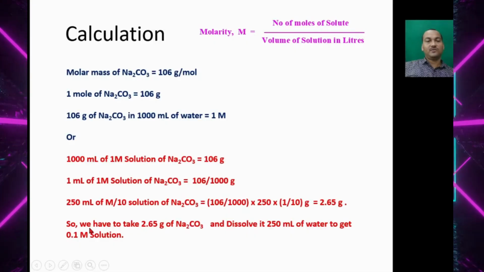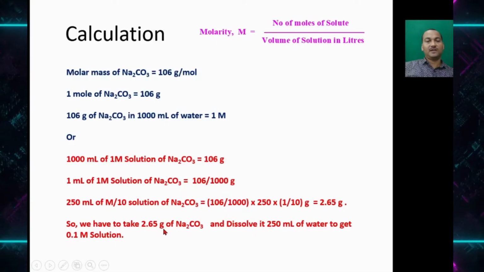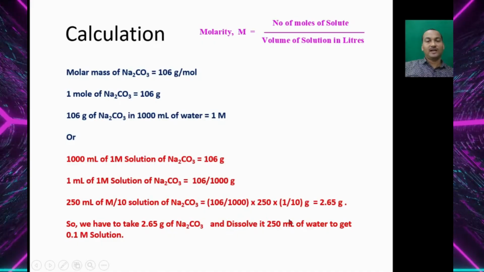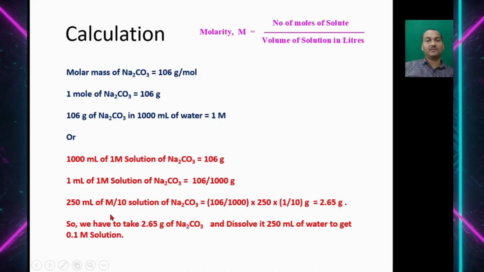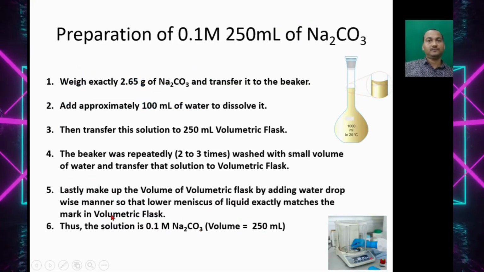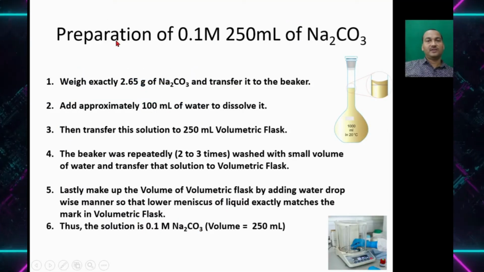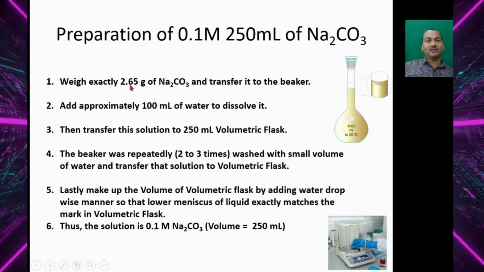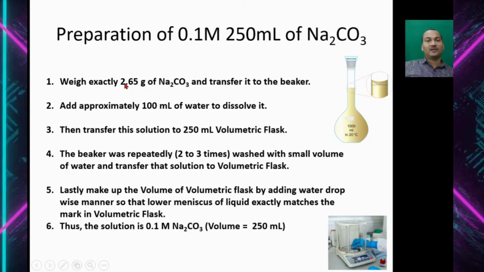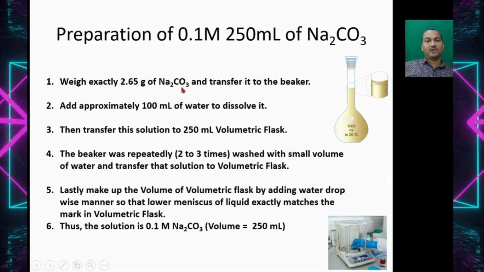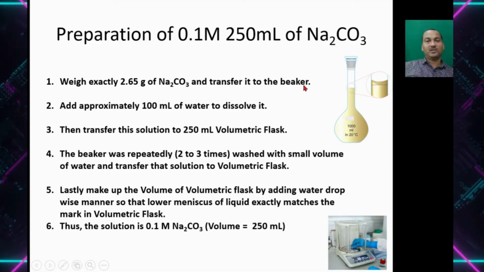So that means you have to take exactly 2.65 gram of sodium carbonate and dissolve it in 250 ml of water to get 0.1 M solution. So this is the procedure you need to adopt. Weigh exactly, by using this digital balance, 2.65 gram of sodium carbonate and transfer it to the beaker.